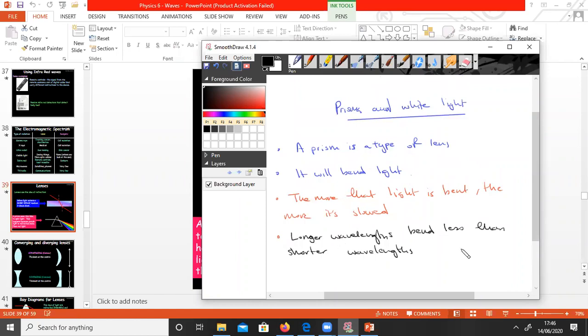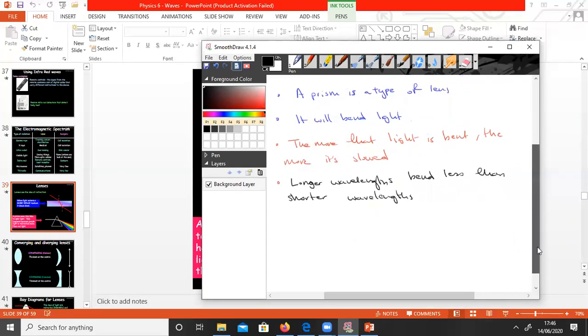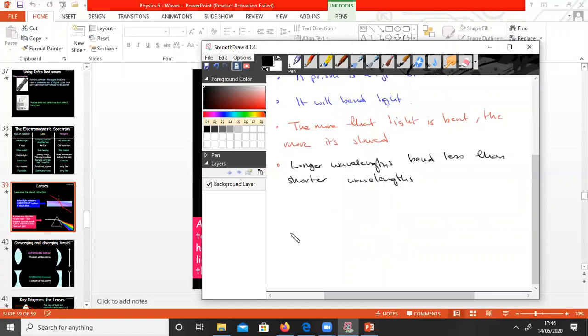Longer wavelengths bend less than shorter wavelengths. What do we mean by this? Well, let's draw our prism. I'm going to draw a little prism out, and we're going to draw it together. So here's your prism, and I'm going to draw white light. I'm going to represent it using a black line, ironically, because a white line on a white screen won't work. We say this is white light.